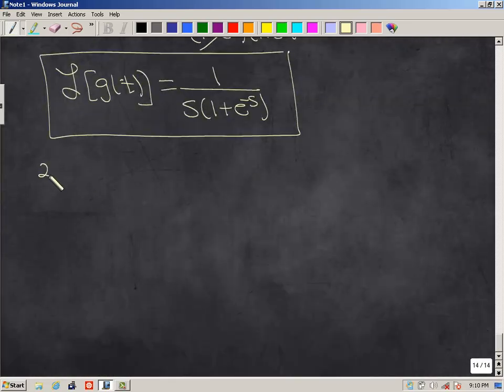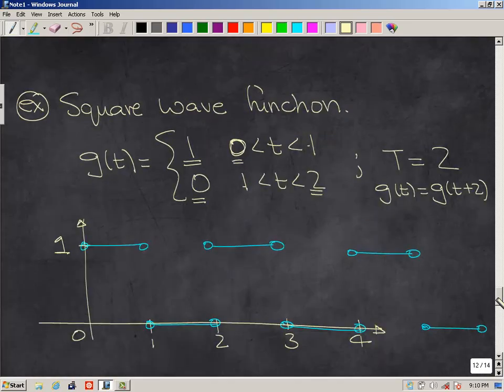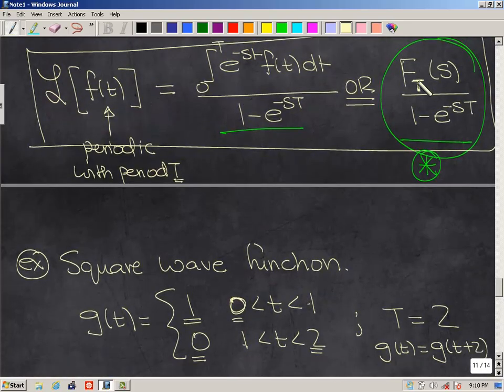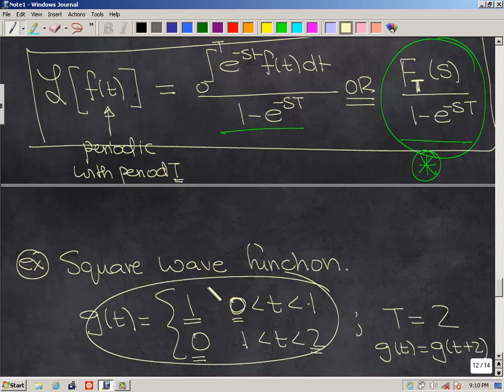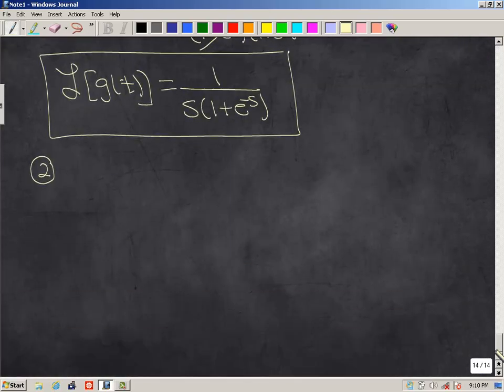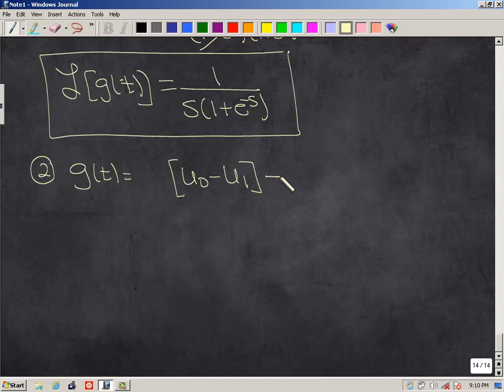Now let me show you method 2. Method 2 tells us to only worry about the Laplace transform up to T, sort of. So the first thing I'm going to do is write this function using a step function. So what is g of t? Well, it comes on between u of 0 minus u of 1, plus between u of 1 minus u of 2, it is off.